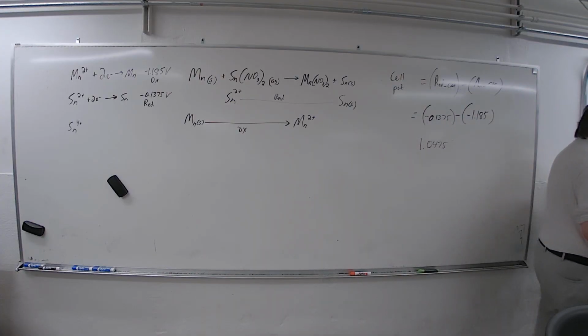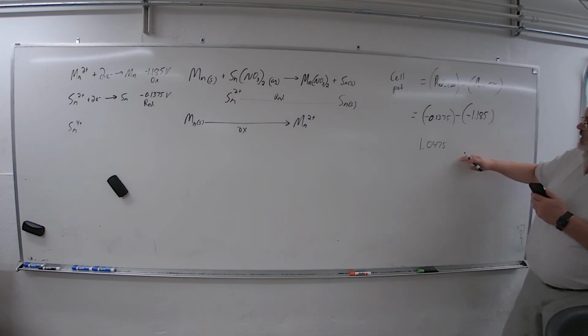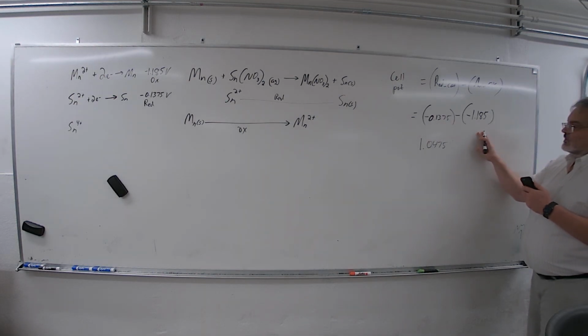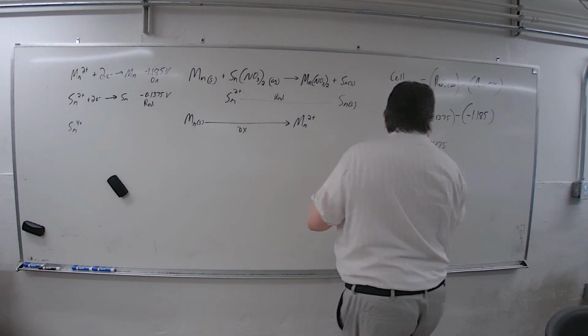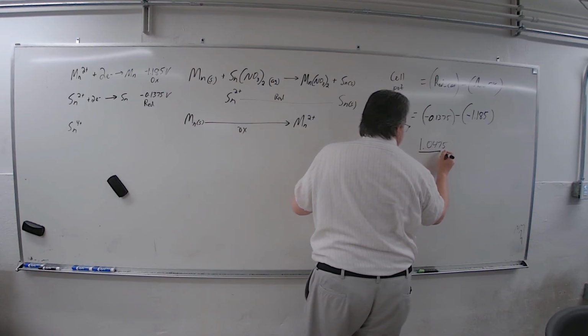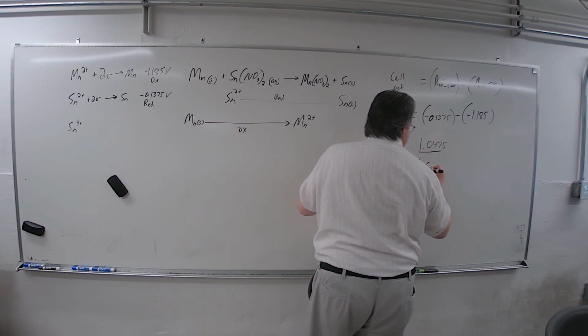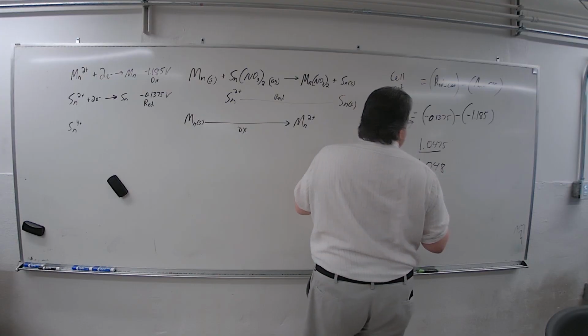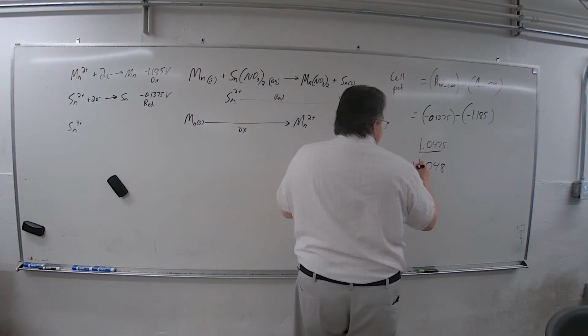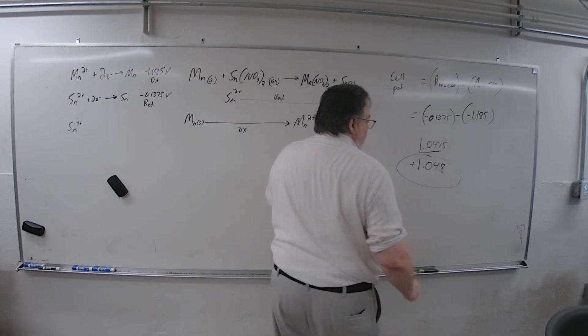In there. 1.048 is what's in there. 1, 2, 3, 4, 1, 2, 3, 4. Yeah, 1, 2, 3, 4. Four significant figures. The 5 rounds the 7. And it does matter that it's positive. It means it's spontaneous.